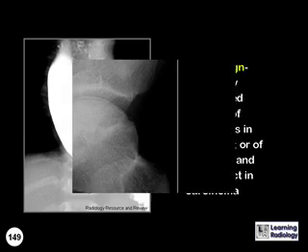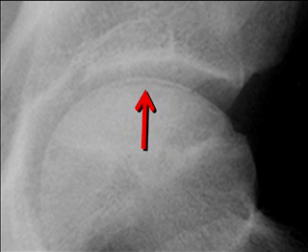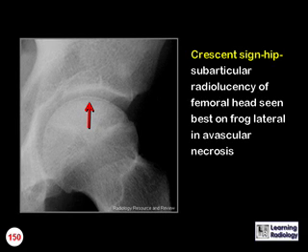And finally, what is the name of this sign? This is the crescent sign in the hip, the subarticular radiolucency of the femoral head, seen best on a frog lateral in avascular necrosis.